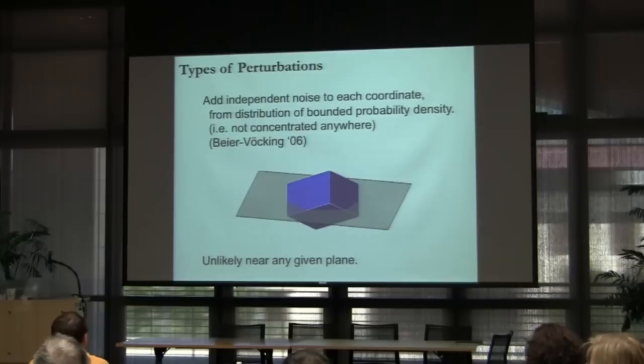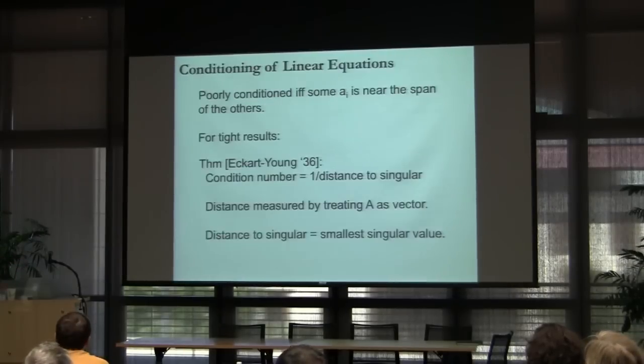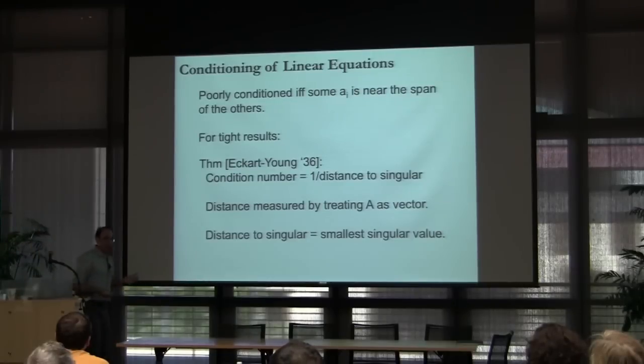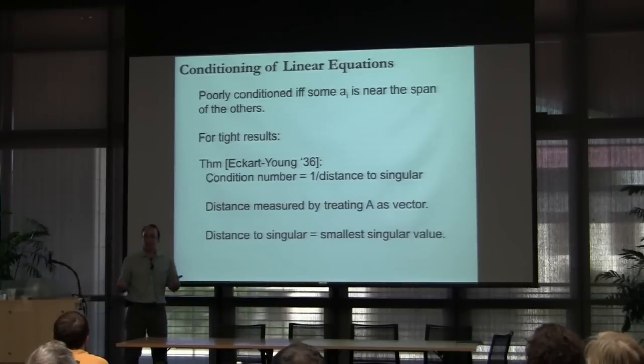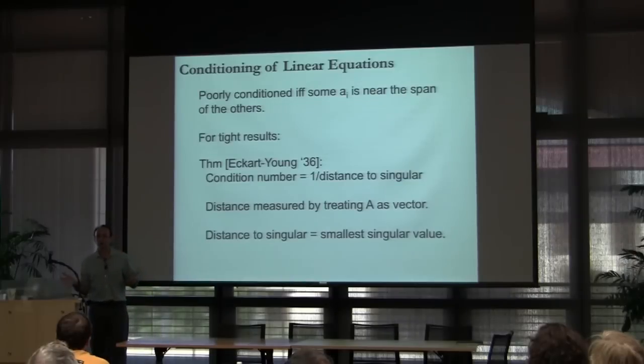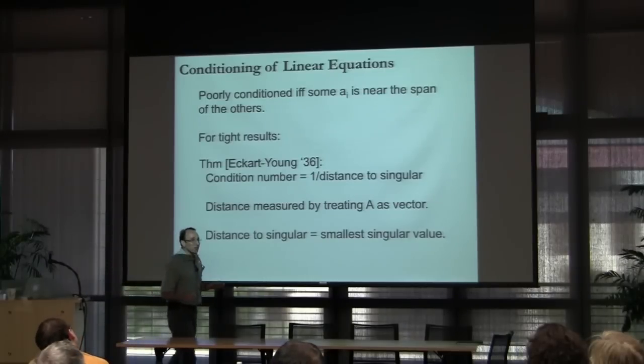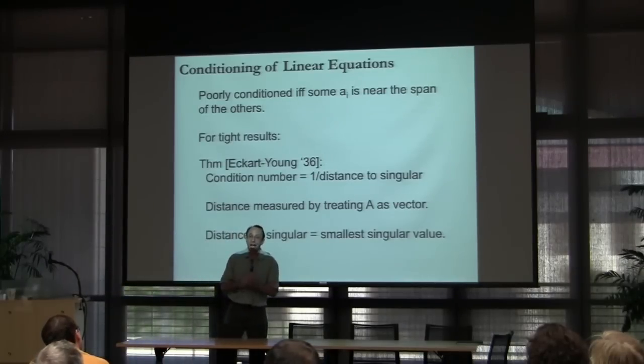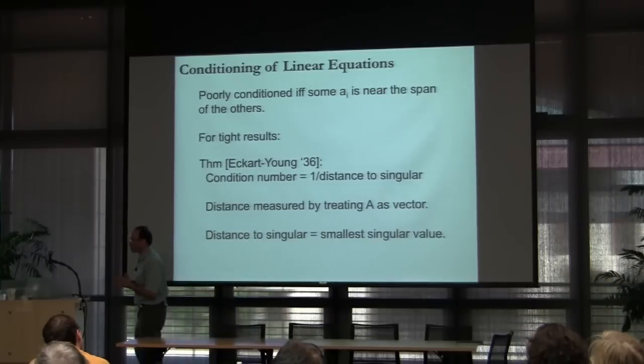Okay, so in all of these probability distributions, we know that a random vector is unlikely to lie too close to any one plane. You can use that to show that a random matrix, or a smooth matrix, is unlikely to be ill-conditioned when you perturb by any of these models. You just take a union bound over the n different vectors a_i. Now, that won't get you the tightest results, but it will get you a result saying after smoothing, you're unlikely to have an ill-conditioned matrix.